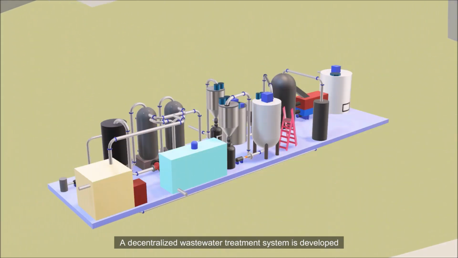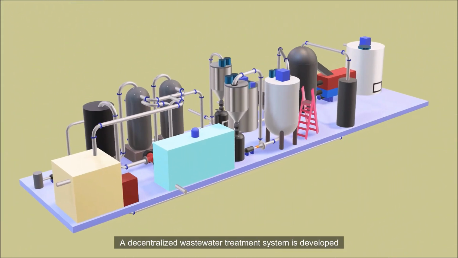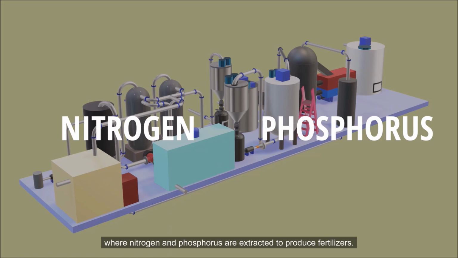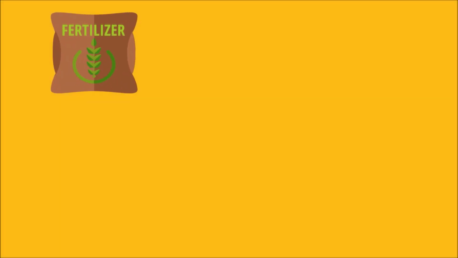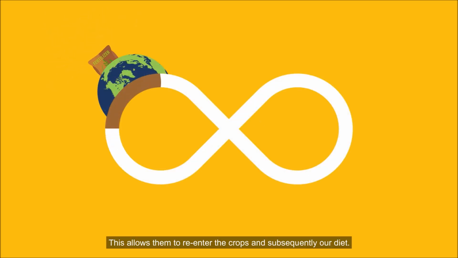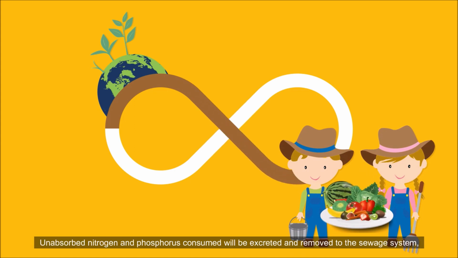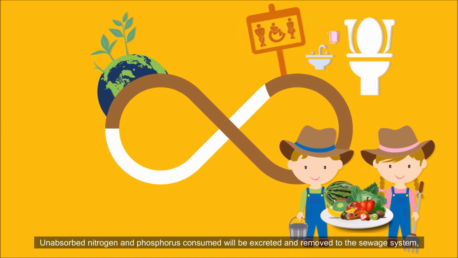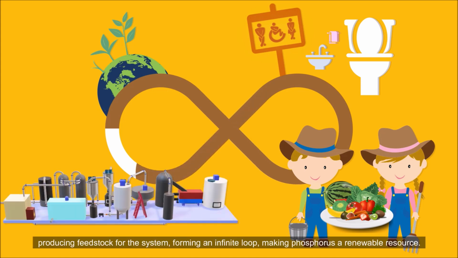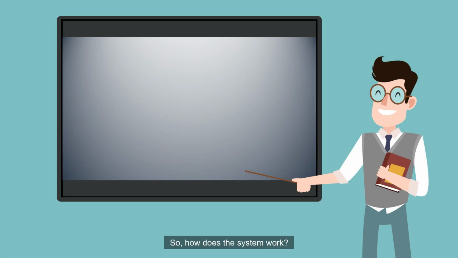A decentralized wastewater treatment system is developed, where nitrogen and phosphorus are extracted to produce fertilizers. This allows them to re-enter the crops and subsequently our diet. Unabsorbed nitrogen and phosphorus consumed will be excreted and removed to the sewage system, producing feedstock for the system, forming an infinite loop, making phosphorus a renewable resource. So, how does the system work?